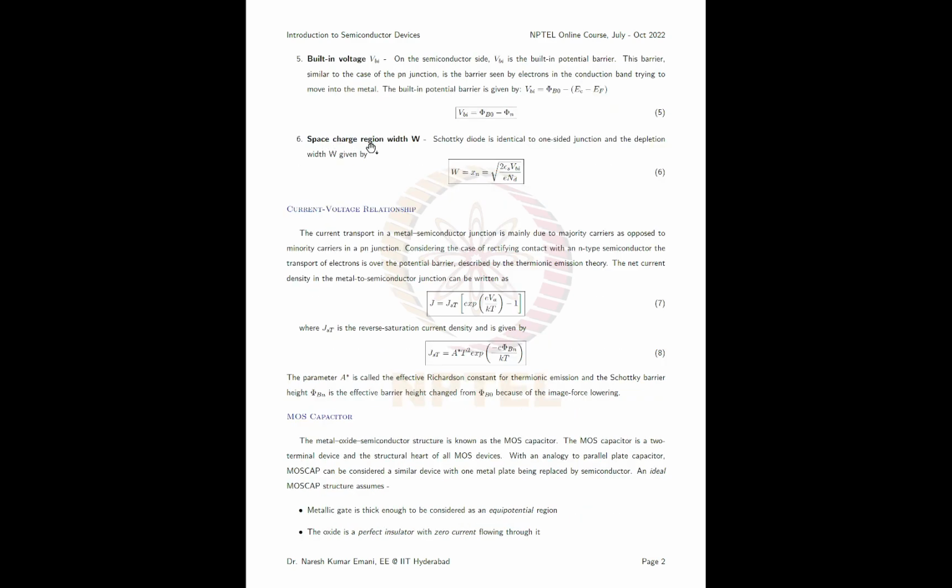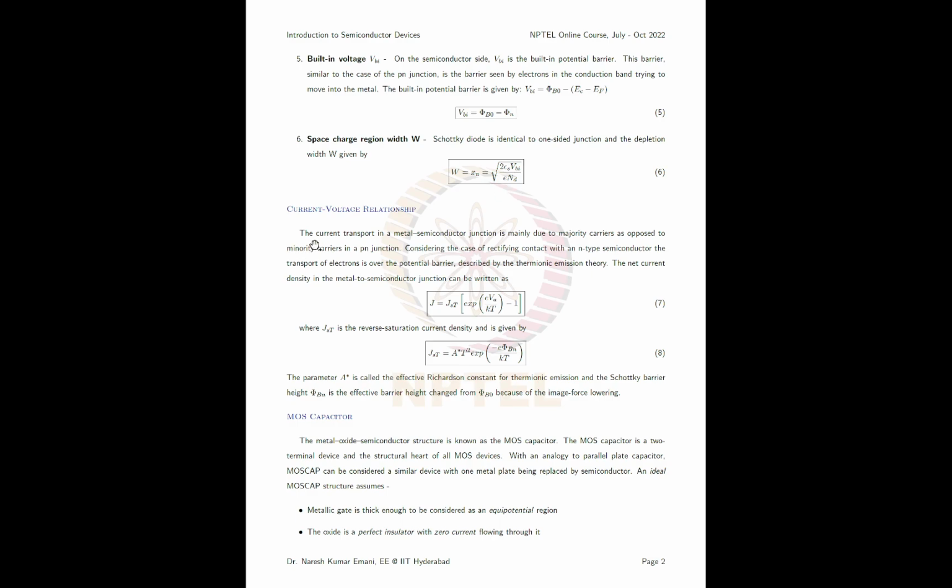Next is the space charge region width W. The Schottky barrier is an ideal one-sided junction, and the depletion region W is given as W equals xn equals the square root of 2 epsilon s Vbi divided by e Nd.